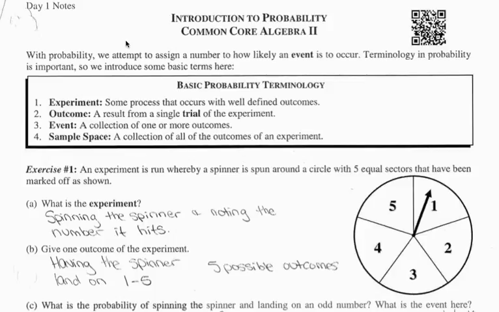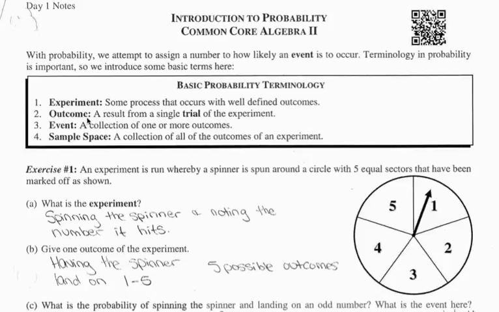Okay, so this is our introduction to probability for our Common Core Algebra 2 unit. To begin with, there are a couple vocabulary terms that we need to make sure we're aware of and we understand. The first is the word experiment. This is some process that occurs with well-defined outcomes. We know exactly what's going to occur and what are the total options.